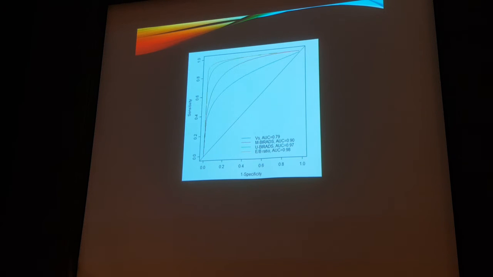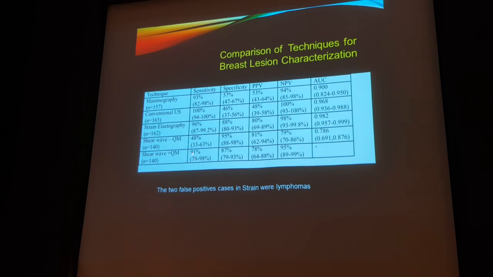In that study that we did, again, strain was the best. Shear wave without the quality factor actually was the worst. But when we added the quality factor, anything that had bad quality, we considered a cancer. We've got sensitivities and specificities very similar to what we've seen with strain imaging.